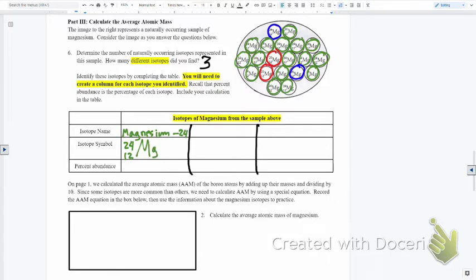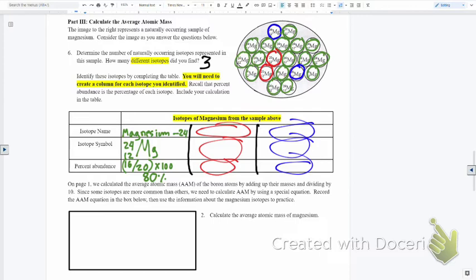And then the percent abundance: we take how many atoms of that isotope there are in the sample divided by the total number. So we have 1, 2, 3, 4, 5, 6, 7, 8, 9, 10, 11, 12, 13, 14, 15, 16 atoms, and there are a total of 20. We're going to multiply that by 100. I'm running out of room. So my percent abundance for magnesium-24 would be 80%. Now you're going to do the same for this atom as well as this atom, but you can figure that out on your own.